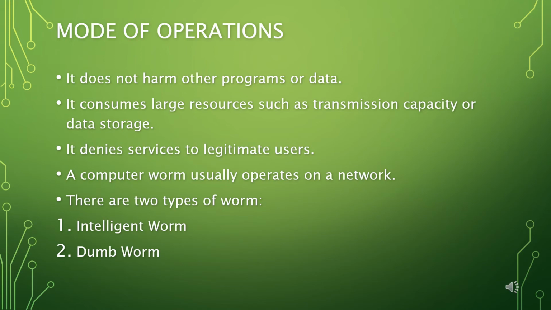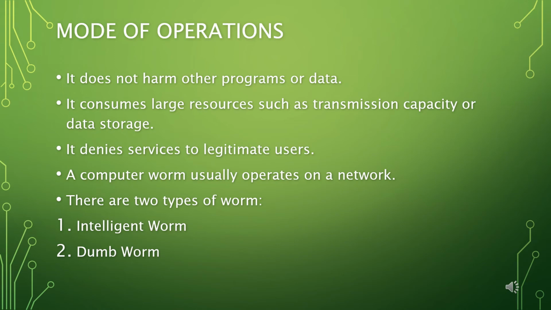A computer worm usually operates on a network. Each node on the network maintains a mailing list which contains the names and addresses of the reachable machines on the network. The worm gets access to this list, and using this list it sends a copy of itself to the other computers.